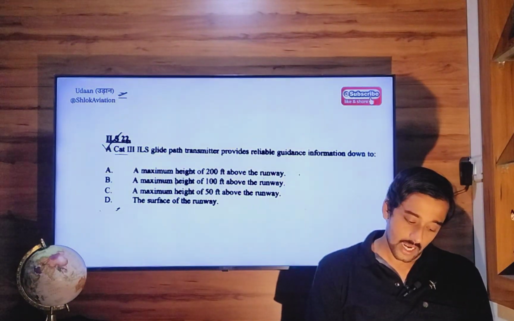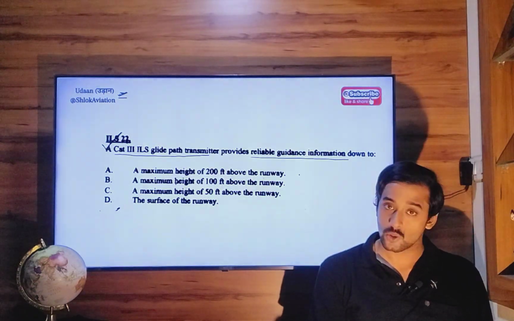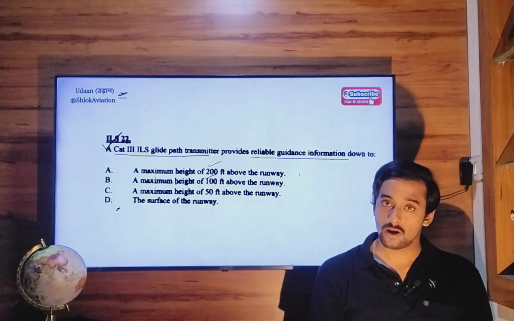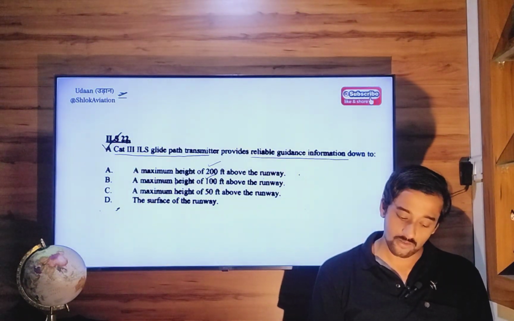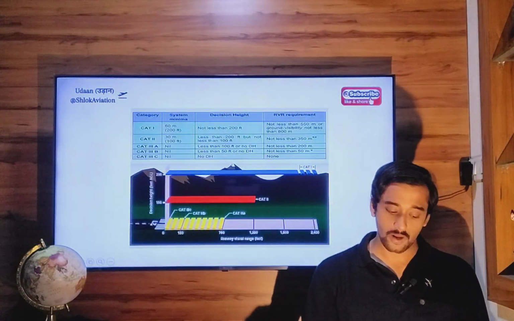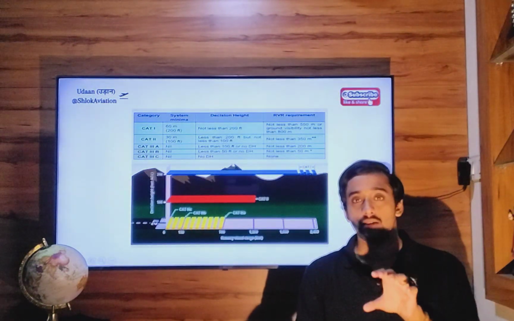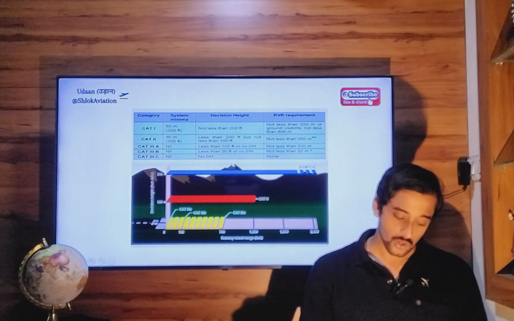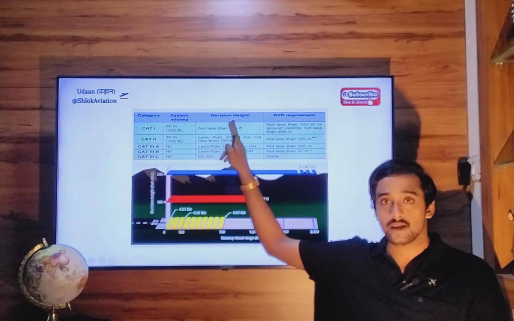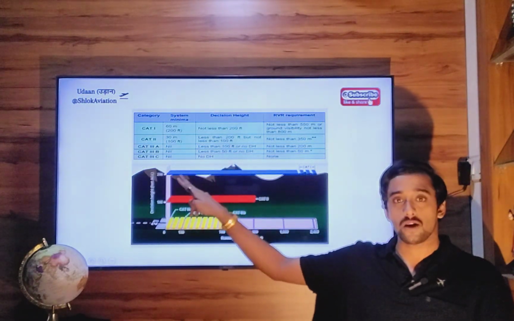Next, a Cat 3 ILS glide path transmitter provides reliable guidance information down to a maximum height of 200 feet above the runway, 100 feet above the runway, 50 feet above the runway, or the surface of the runway. Remember this: there are three operations, Cat 1, Cat 2 and Cat 3. Cat 3 has three different types, Cat 3A, B and C. The Cat 1 approach will provide reliable guidance down to 200 feet above the runway.